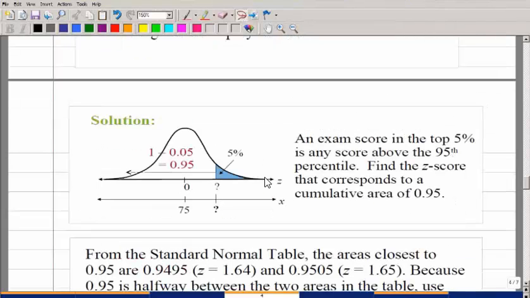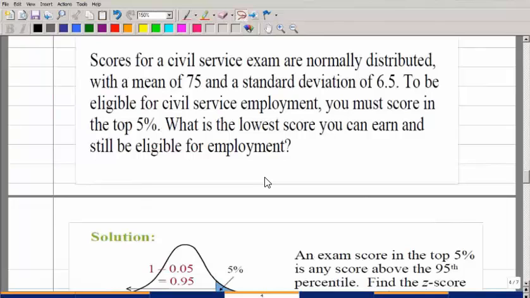Now here's an example where they put the third decimal place in there, and we will see this in Chapter 8. Scores for a civil service exam are normally distributed with a mean of 75, standard deviation of 6.5.